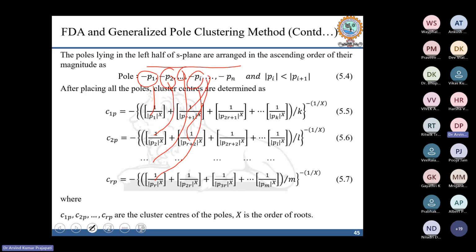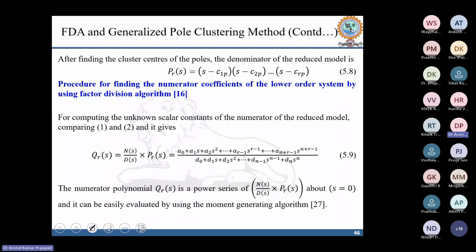If you do it this way, then because it is in ascending order, the first poles are the dominant poles, so these dominant poles go into all the clusters. So you are keeping r dominant poles of the original system in your reduced model. Then by using these formulas, you can determine the cluster centers. Once you have calculated the cluster centers, you can calculate the denominator of the reduced model by using these clusters. So now you are getting the characteristic polynomial of the reduced model.